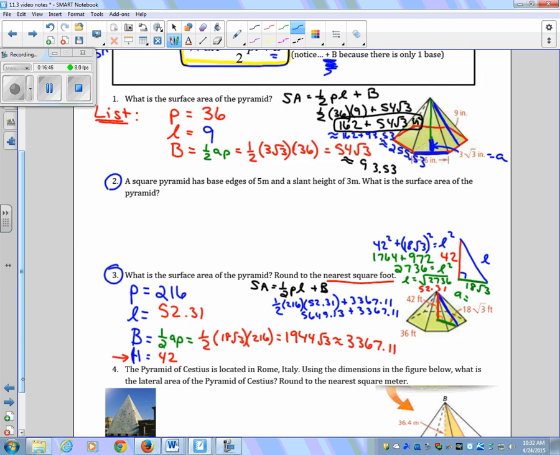And I'm going to get 9,016.24. It says round to the nearest square foot, so 9,016 square feet would be my rounded surface area.